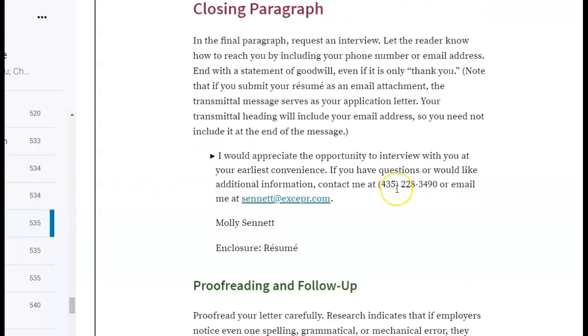The closing paragraph is fairly formal and uses fairly conventional language to thank the potential employer, to indicate your willingness to be available for questions, interviews, and the like, and reiterates important contact information.